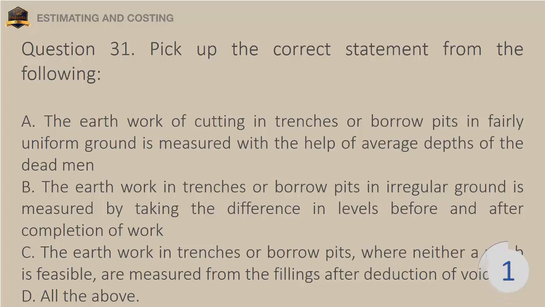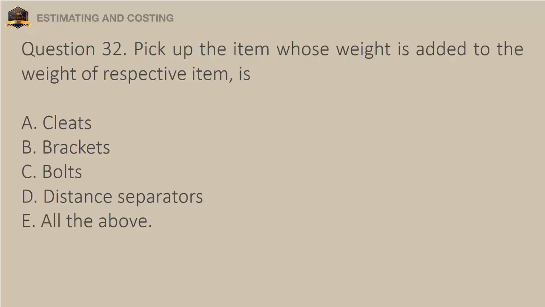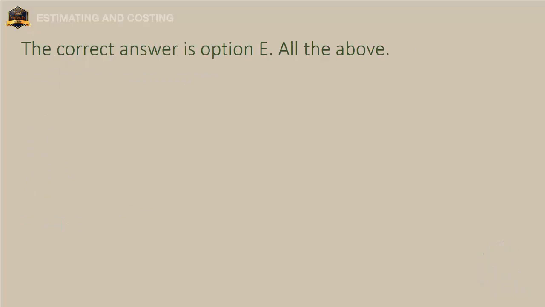The correct answer is option B, 230 kilometers. Question 32. Pick up the item whose weight is added to the weight of the respective item. A. Cleats. B. Brackets. C. Bolts. D. Distance separators. E. All the above. The correct answer is option E. All of these.